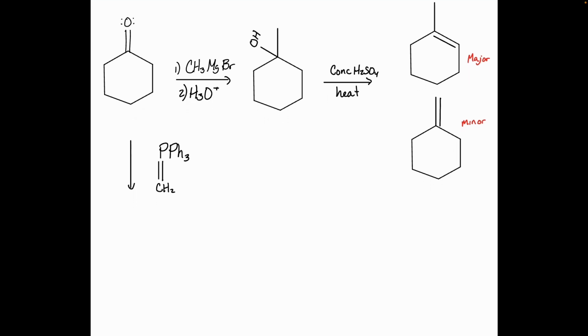In contrast, if we instead just did this Wittig reaction here, we would be replacing that oxygen with what's on the back half of that Wittig, just that carbon. And so this would be a way of getting all 100% of your product as what would have been your minor product using the other method.